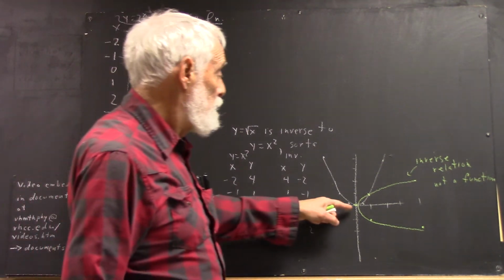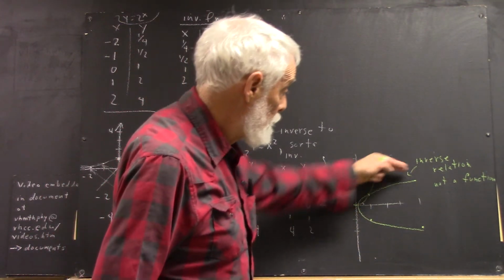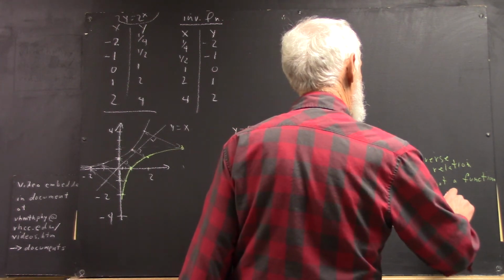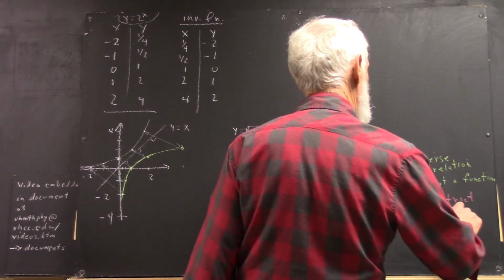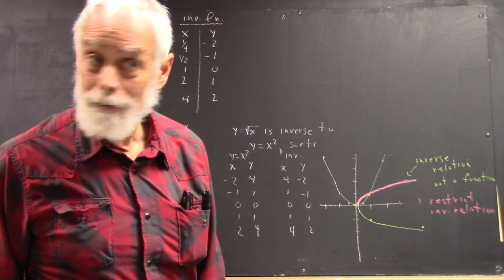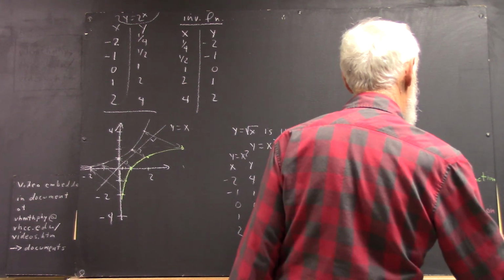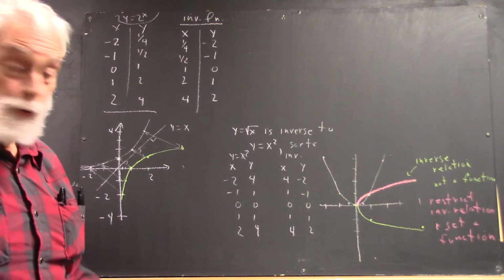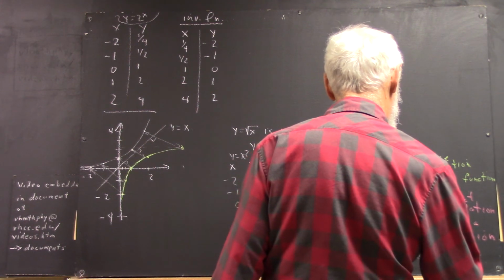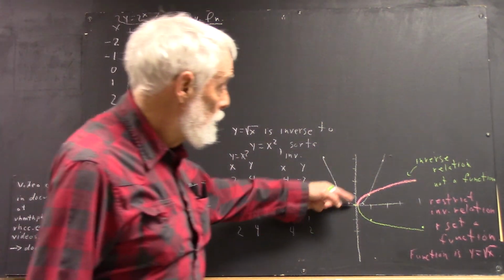How do we solve that? Well, we've got really 2 branches of this relation. If I do away with one of them, then I've got a function. I've got a branch that goes this way. I've got a branch that goes this way. Okay? We restrict the inverse relation, right? And now we do have a function. Okay? What function do we have? Well, this is y equals square root of x. Right there's your graph of y equals square root of x.